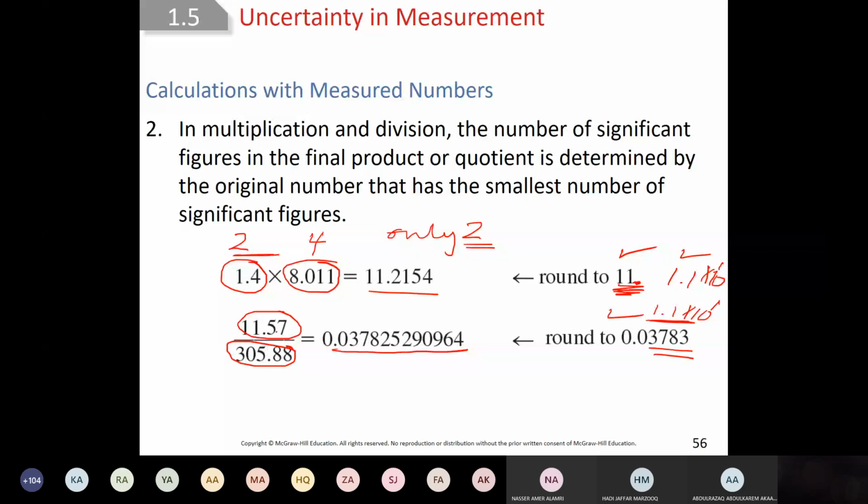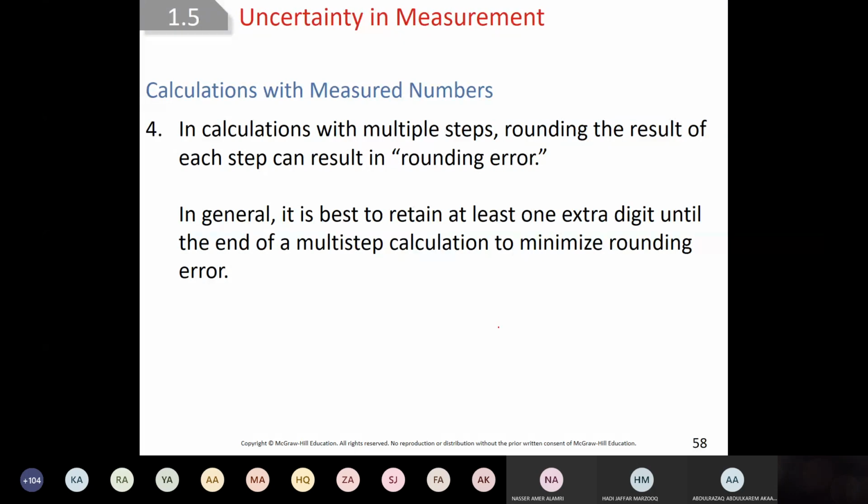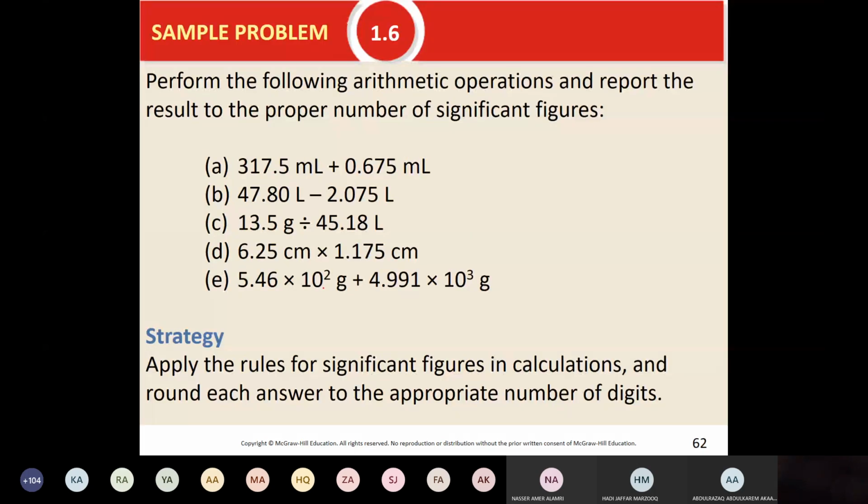Why? How many significant figures do you have in this figure? 4. How about this one? 5. Your answer should have which one? 4. So that's why, is this the correct answer? Yes. Why? Because we have 4 significant figures. I hope this is clear. Right? Now, go ahead and solve A quickly. You do it.